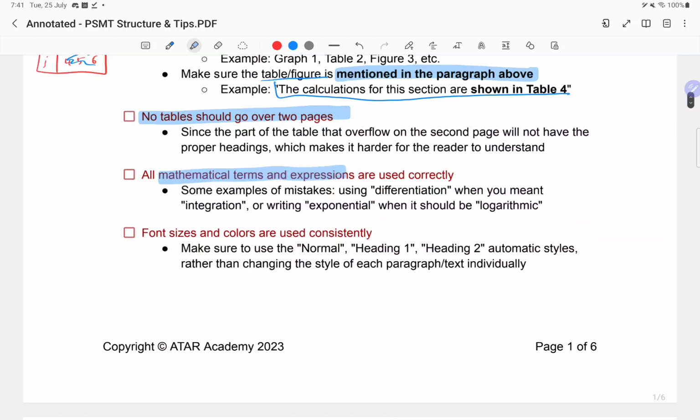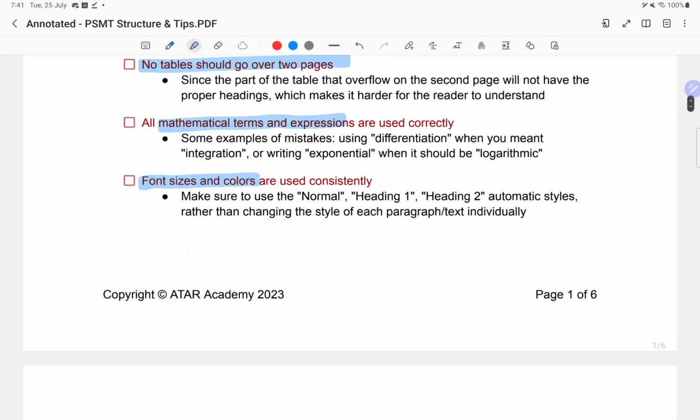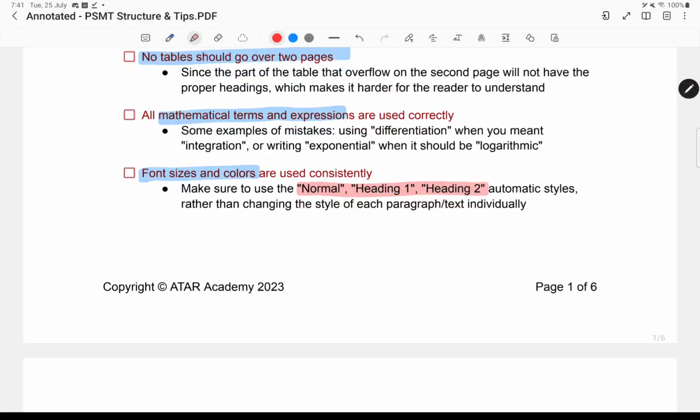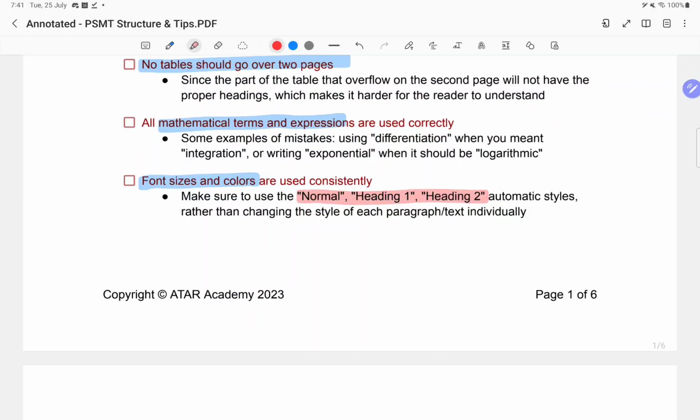So check your mathematical terms and expressions. Check your font size and colors. Now this thing here, have you used this before? The normal, heading 1, heading 2. You will need to use that styling in your Microsoft Word. I don't have Microsoft Word on this one here, but the idea is the styles option. When you start working on your assignment, bring your laptop next lesson. I'll go through a few key points before I go through the content, and a few key techniques, including this one here.